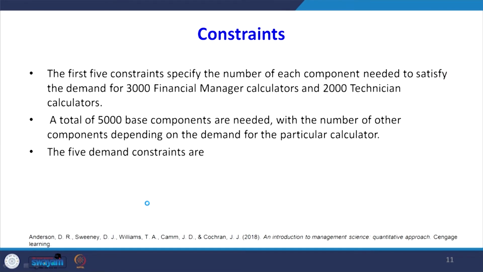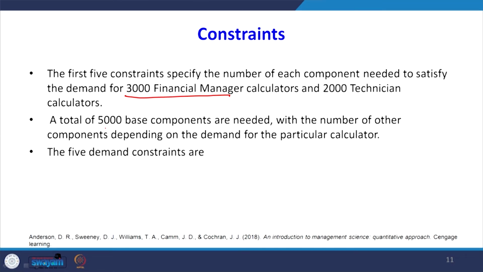Now, we will write about the constraints. The first 5 constraints specify the number of each component needed to satisfy the demand of 3000 financial manager calculators and 2000 technician calculators. Why are there 5 constraints? Because there are 5 components.